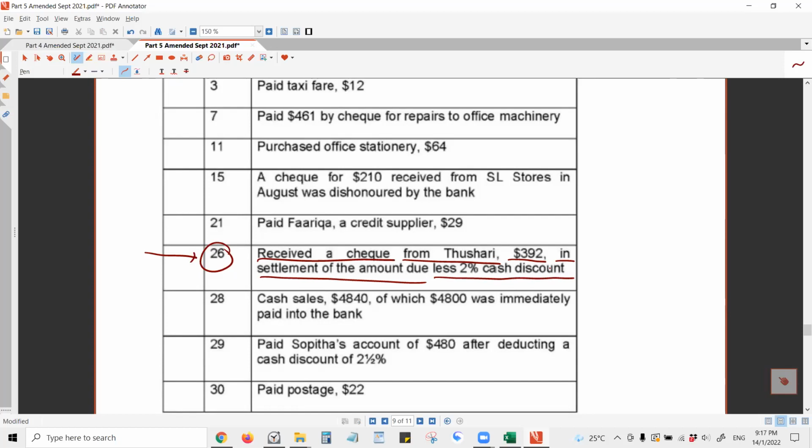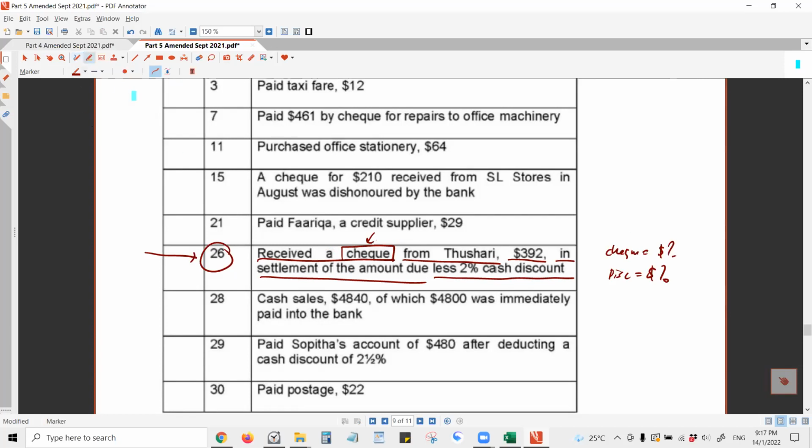Again, our job here is to decide whether the 392 is after or before minusing discount, because you have to calculate what is the amount that you have received. What is written on the check? How much you have exactly received, and how much is discount? We have to find out how much is discount, and how much is written on the check.